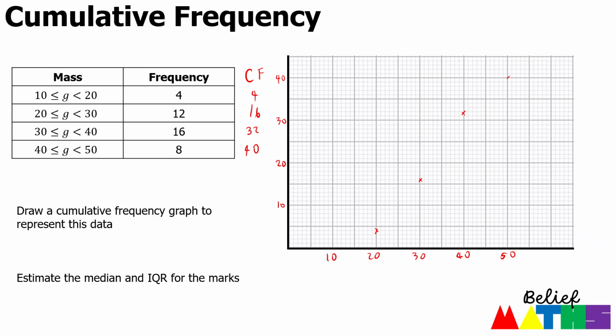Now, the level of tolerance you're allowed is half of one of those little boxes, so we need to be quite accurate with this. Now our graph starts at 10 because 10 was our lowest mass, so we're going to put an X there. And then we're going to join these up using a smooth freehand curve.